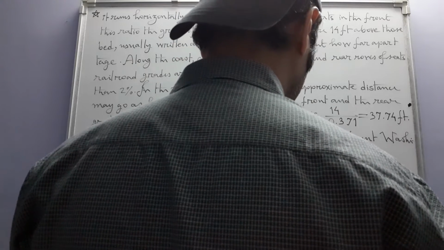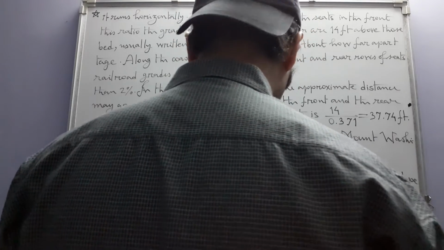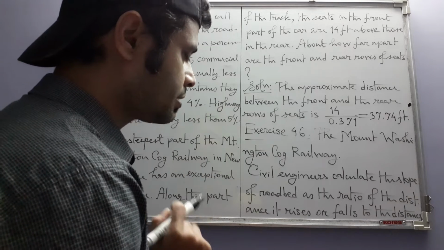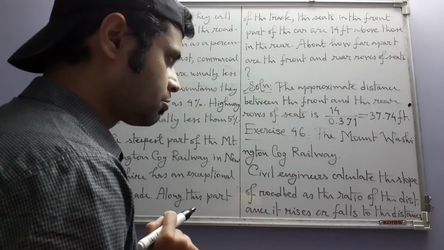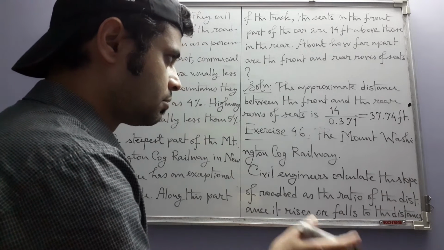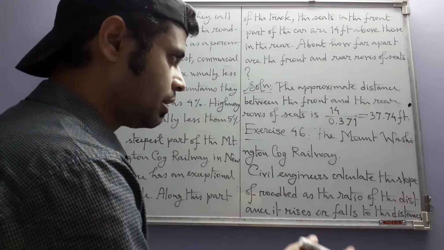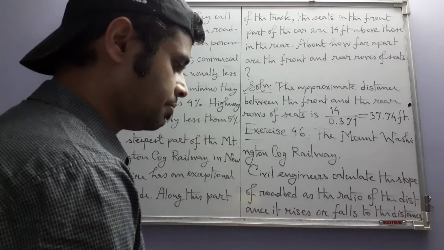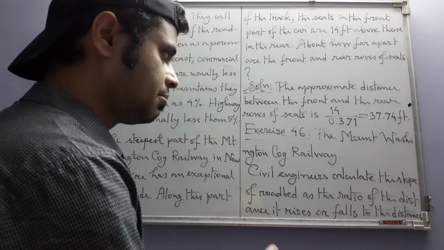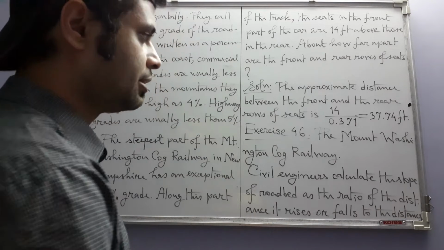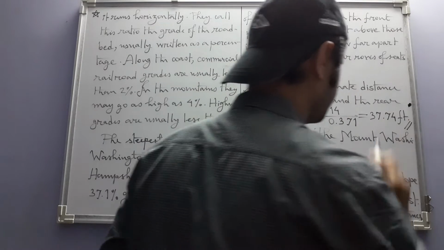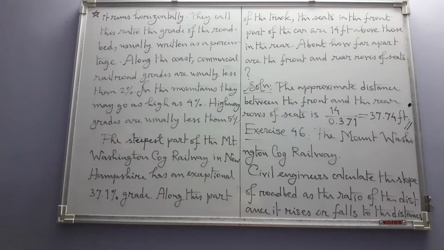Let me just see whether what we have calculated here is correct or not. The slope is rise divided by run. So that means run is rise divided by slope. Yes. So this is the answer.